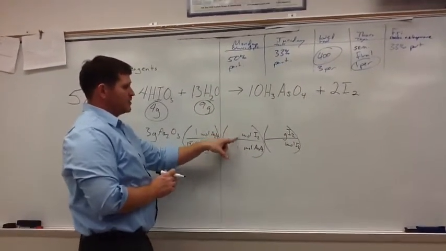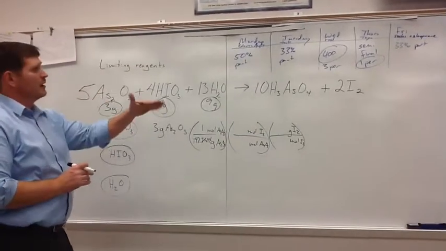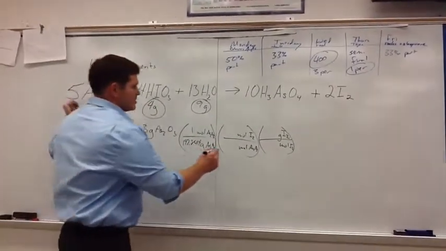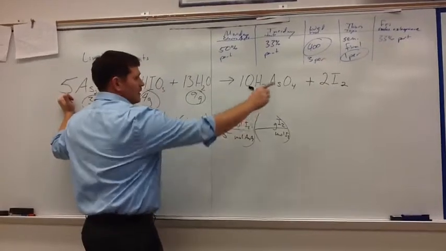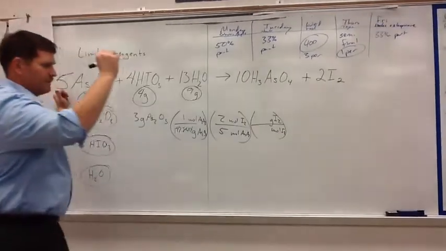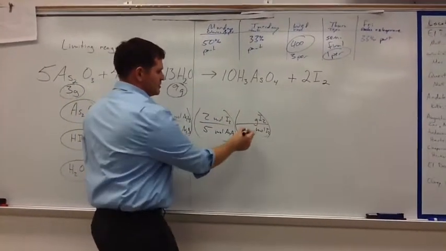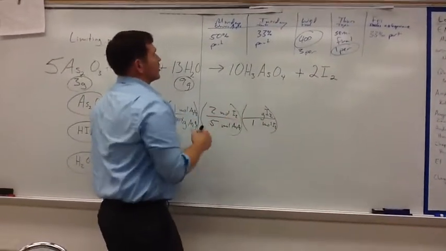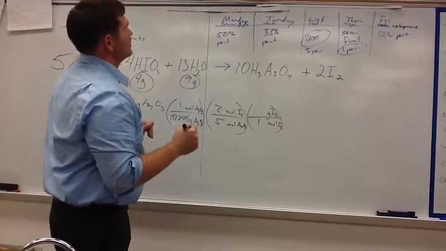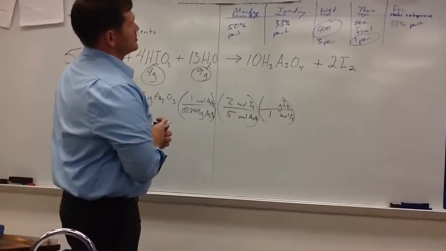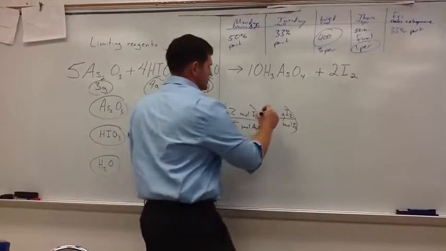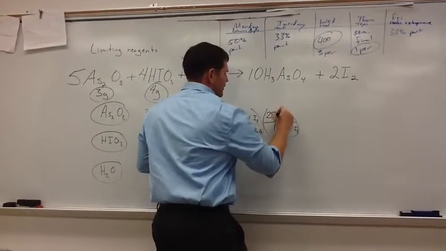Now my mole ratio step, I go to my table up here. I have 5 moles of As2O3 for 2 moles of I2. I have a mole and a gram together, so that's 1 mole. And my grams of I2, I didn't take the time to do that, but let's call it 127 times 2, 254 grams.